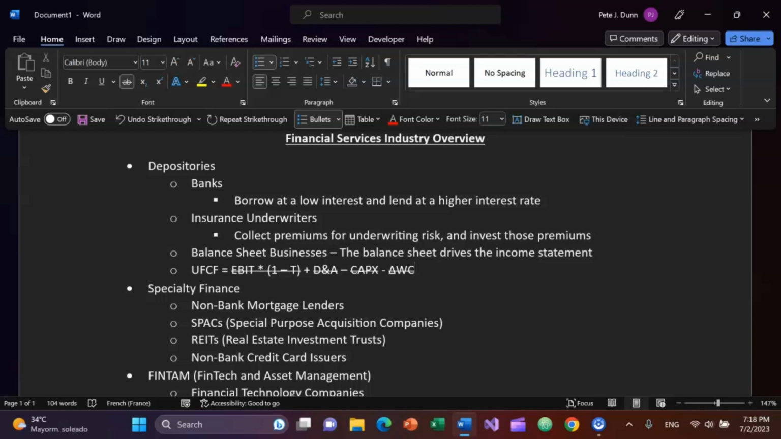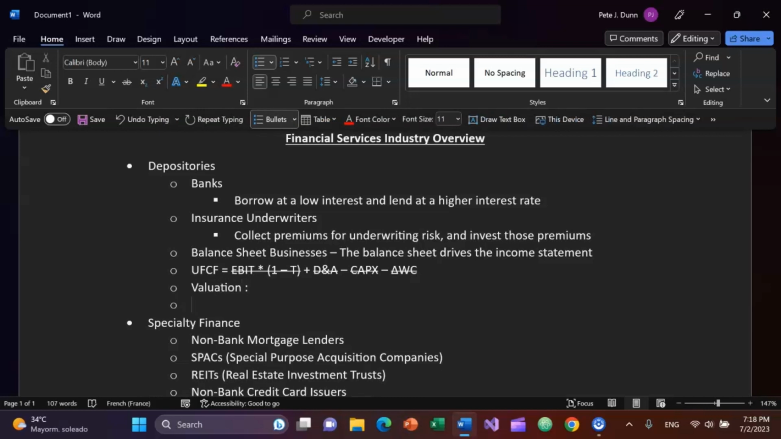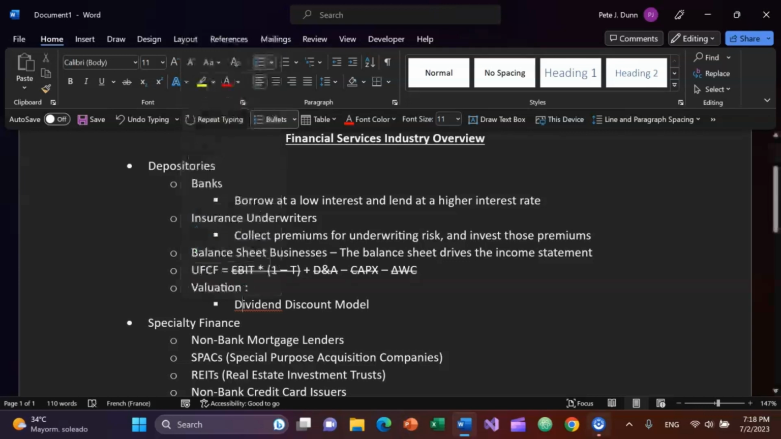So the solution here for valuation, right, is one option is the dividend discount model, and I'll fix that. Actually, that appears to be spelled correctly. Dividend.